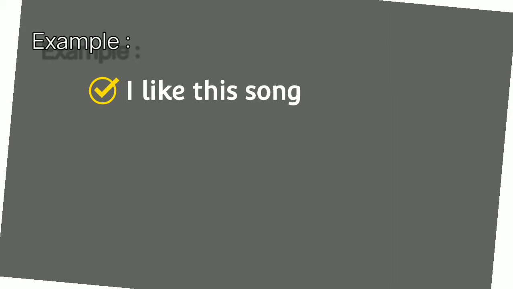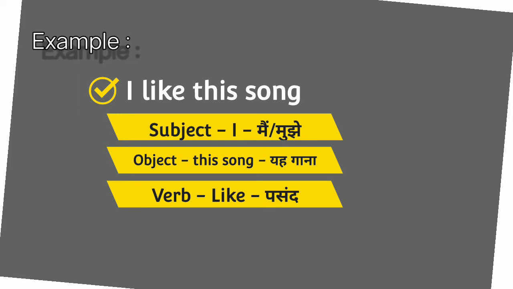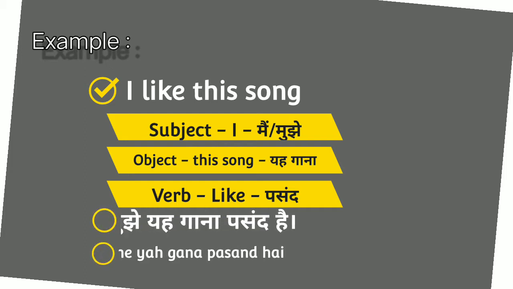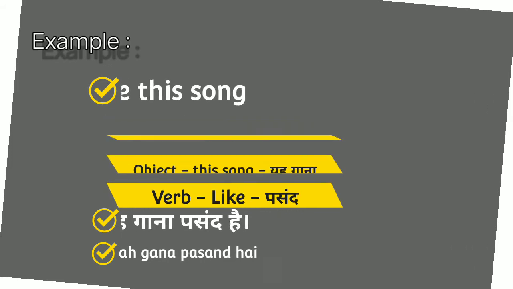So here, firstly we have to find the subject of this sentence. And I is the subject. I means मैं और मुझे. And then we have to find the object. Here the object is this song, which means यह गाना. And now the verb. So here the verb is like, which means pasand. And lastly we have to add hai. Now we have got the Hindi sentence, मुझे यह गाना पसंद है.